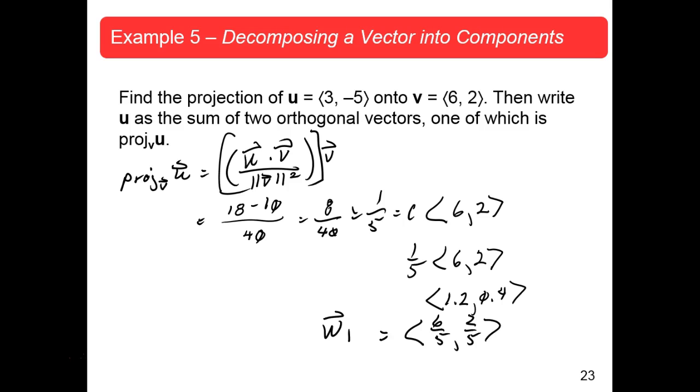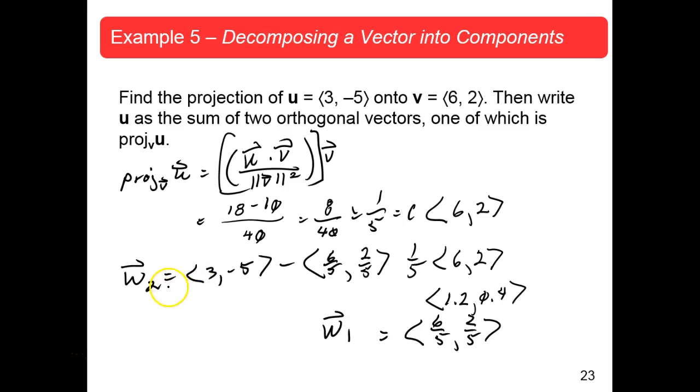Now we need to come up with a W2, and there's a couple ways to do that. The easy way, I guess, all of them are fairly easy. W2 would then be the u vector, which is (3, -5), minus the W1 vector, which would be 6/5, 2/5. This is why I really didn't want to go this route, but that's what it is.